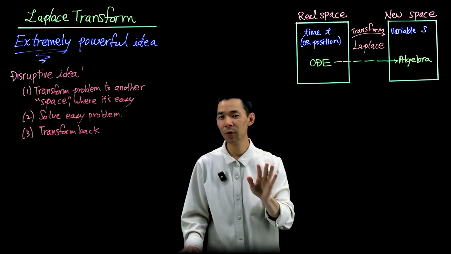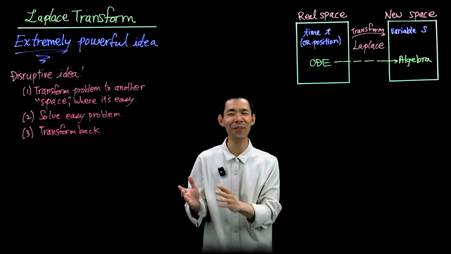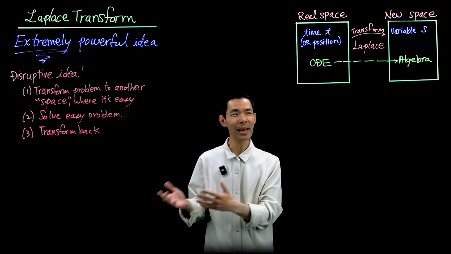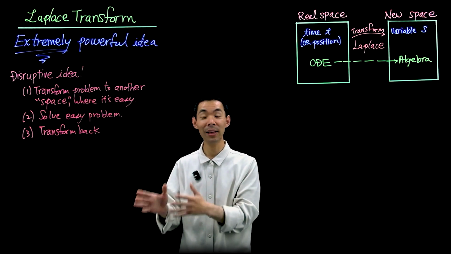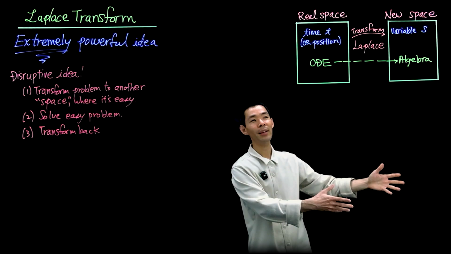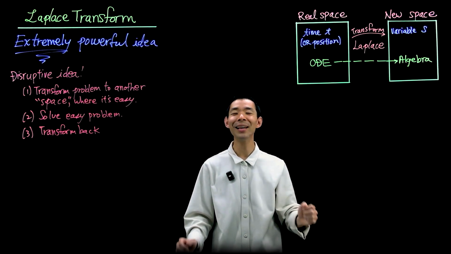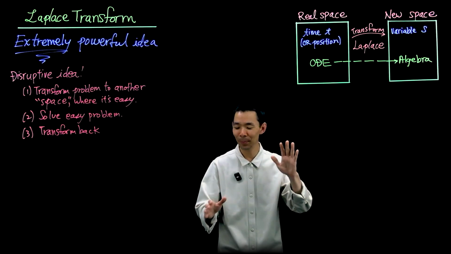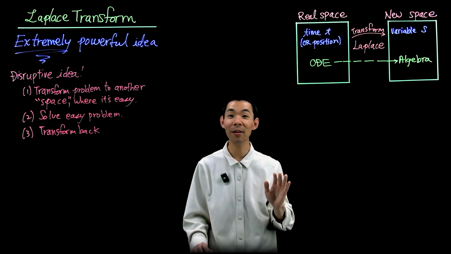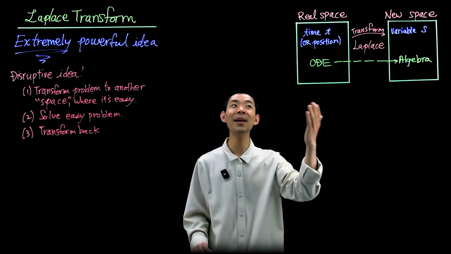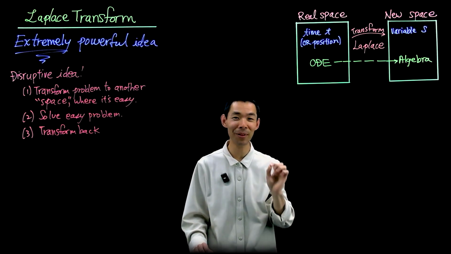You guys would all agree that solving an algebra problem is much easier than solving an ordinary differential equation. And it would be insane if we can really take an ODE and convert it into an algebraic equation. It just seems like magic, black magic. That is what I call Laplace transforms, black magic. It's just so remarkable how well it works. It just seems impossible that you can take an ODE and convert it into an algebraic equation. That's what Laplace transforms would do.